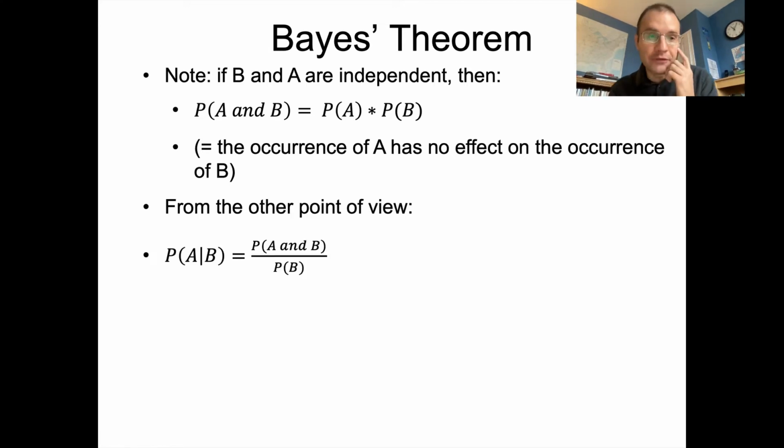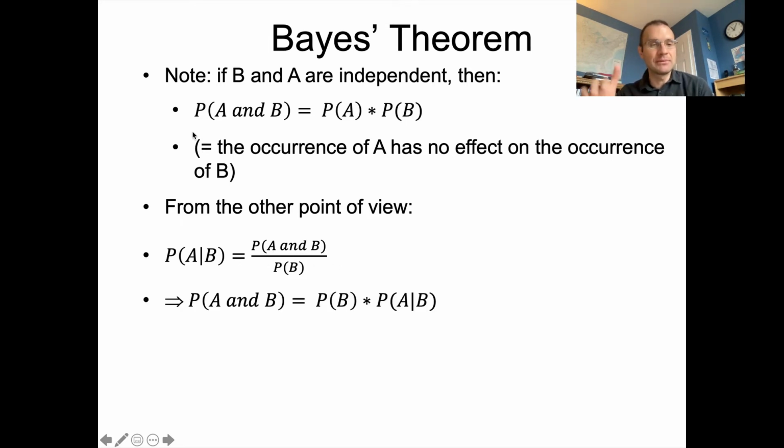From the other point of view, if A depends on B in some way, then the probability of A given B equals the probability of A and B, the two of them occurring together, divided by the probability of B. So we can make the same sort of transformation and say the probability of A and B equals the probability of B times the probability of A given B. That looks almost identical to what we saw before, except we're switching the order of the variables.